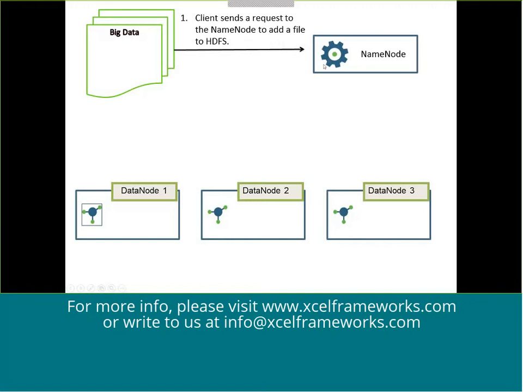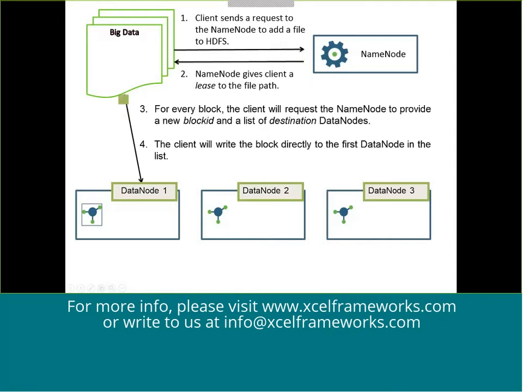So you want to write a file. The request will go to the name node. The name node gives the client a lease to the file path. That means the data nodes give a heartbeat message every 3 seconds to the name node. So the name node will have a list of all the data nodes which are available at any point of time. With that information, it will query its metadata and see that these are the data nodes available. Okay, you can go ahead and write into these nodes.